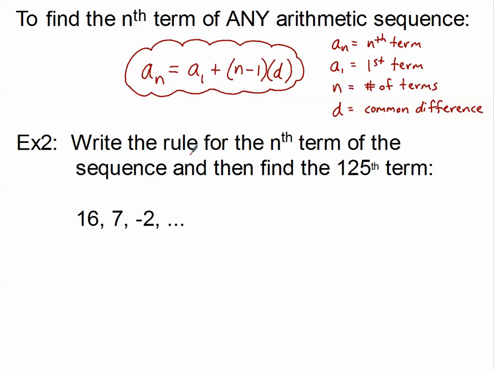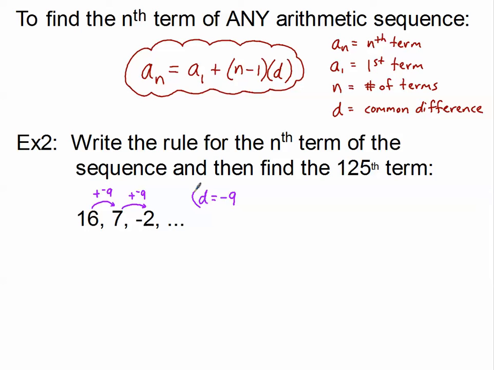Write the rule for the nth term. That's just another way of saying a sub n, the nth term of this new sequence, and use it to find the 125th term. Okay, so we have a new arithmetic sequence, 16, 7, negative 2. Now, what are we adding to get from one term to the next? This sequence is a decreasing sequence, so we must be adding a negative. And it looks like we're adding negative 9. So it looks like d is equal to negative 9.